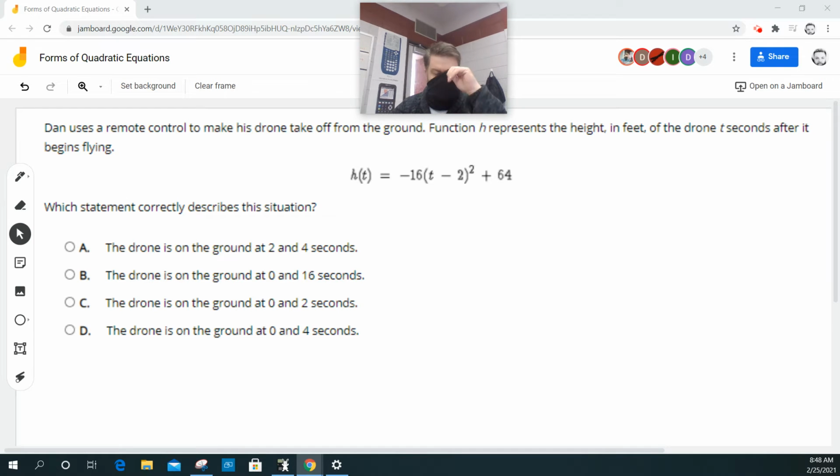All right, so it says Dan uses a remote control to make his drone take off from the ground. The function h represents the height in feet of the drone t seconds after it begins flying. And so we have this equation here. It says, which statement describes the situation? Well, there's a lot of information here, but in this particular problem, I'm just going to graph it.